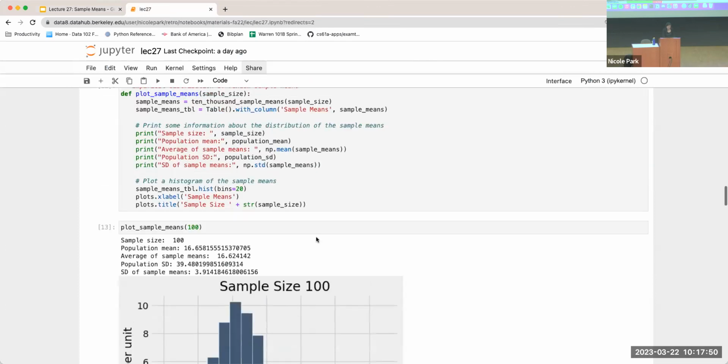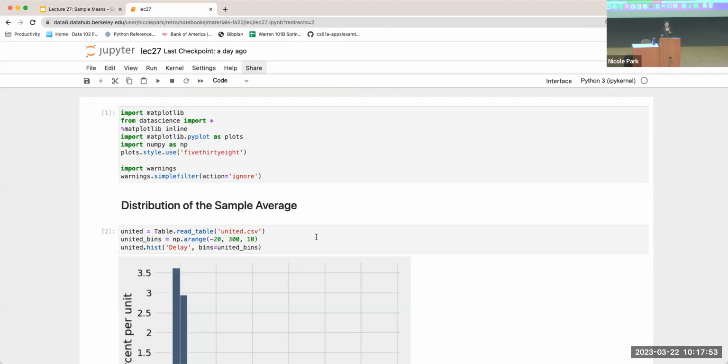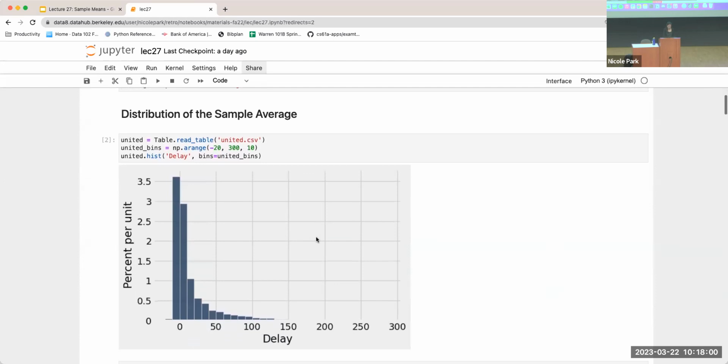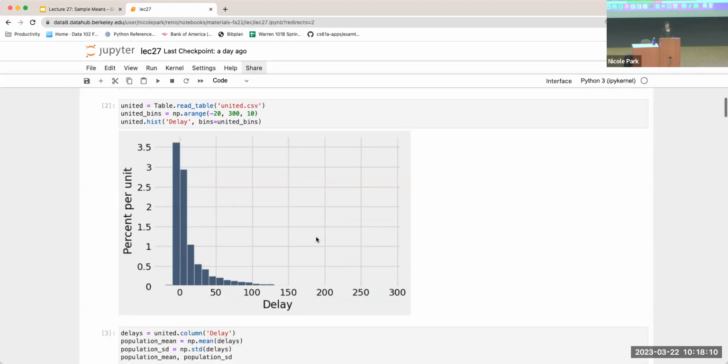So I ran this notebook already because the actual code for this notebook does take quite a while to run. So code cells are already run. I'm not going to run it in real time. This is the first example we're going to go through: distribution of the sample average. In this case, you'll see this is the United Airlines delay times. This is not a very normal looking curve. You'll see that there's a huge skew to the right. We say it's a right skew because there's a tail on the right side. This is what we're going to represent as the population. So the population is those United Airlines delay times.